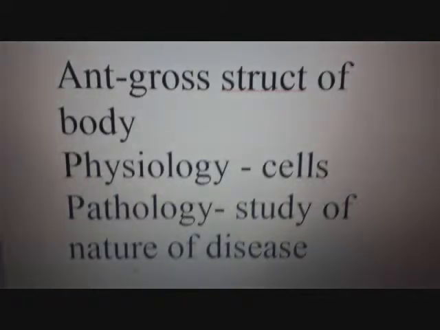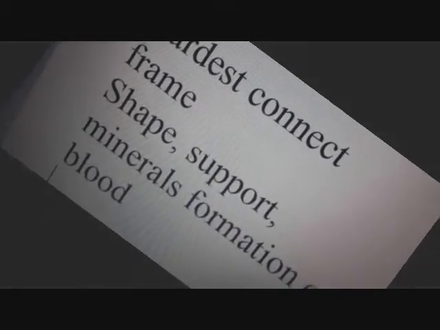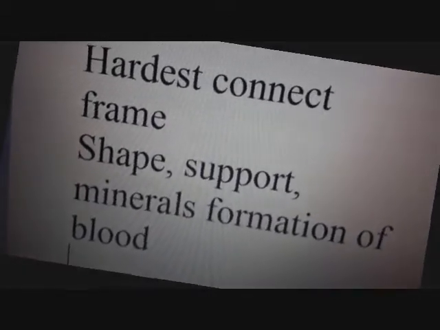Now, give a detailed description of a bone. A bone is the hardest connective tissue that forms the framework of the body. A bone gives shape to and supports the body. Bones also serve as a storage place for mineral salts and play an important role in the formation of blood cells. Bones also protect some vital organs and give points of attachment for muscles.